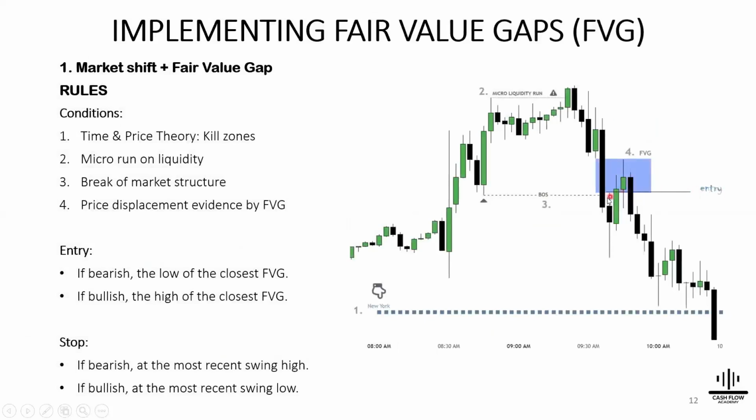Where do you want to put your stop? You want to put your stop at the most recent swing high. Here or here. This is the most recent swing high. So you can put it here. Why is it a swing high? Because it has two candles at left and right lower than the middle candle. It's very, very easy to see. So we have rule 1, 2, 3, and 4.